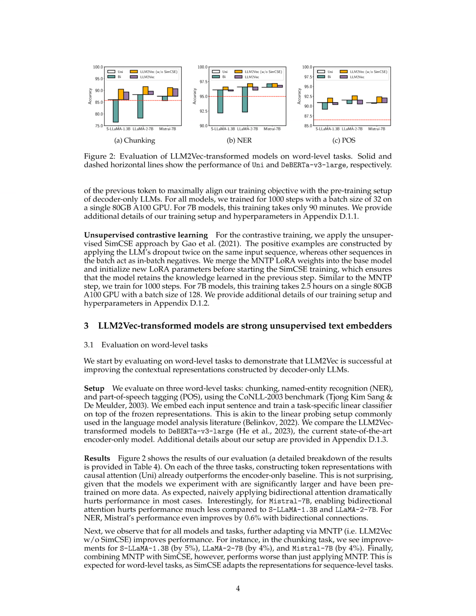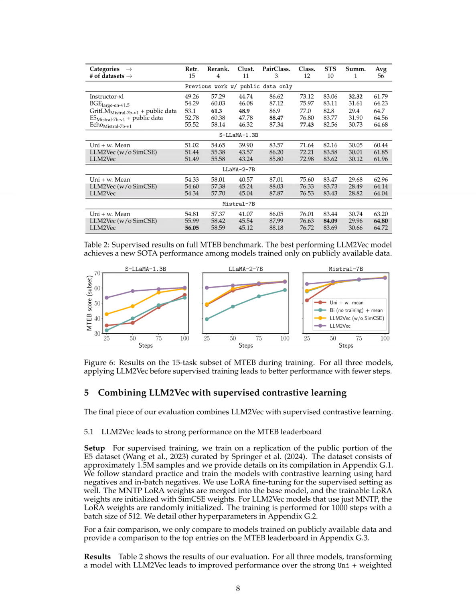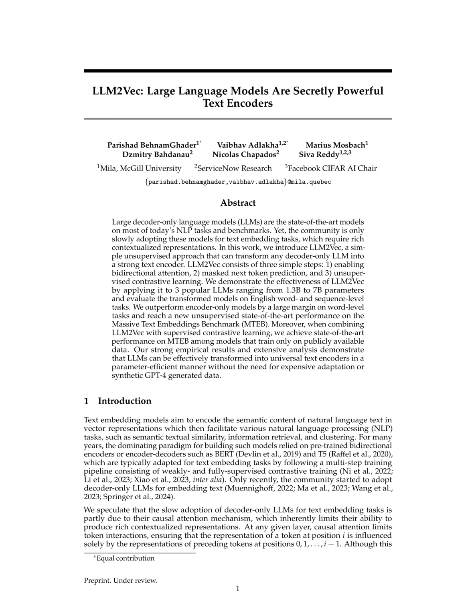In fact, for Mistral 7b, bidirectional connections even lead to an improvement in performance for named entity recognition (NER) by 0.6%. This indicates that Mistral 7b is more robust to the naive application of bidirectional attention without additional training compared to SLLaMA 1.3b and LLaMA 2-7b.